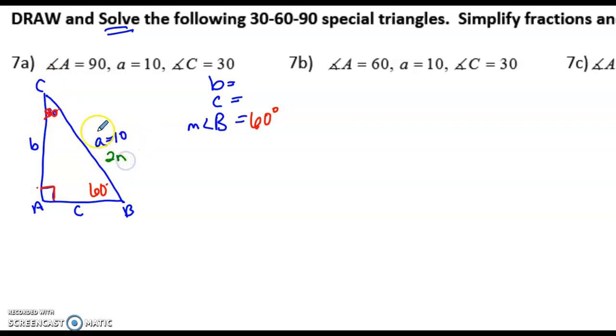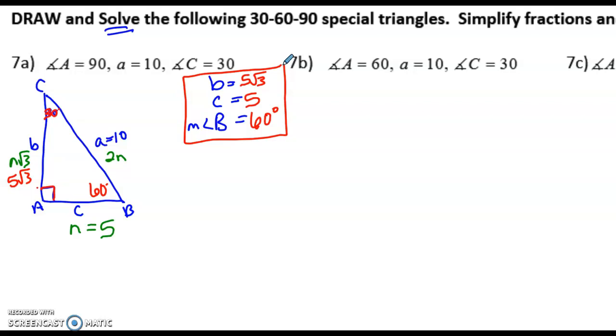Remember, this hypotenuse is 2 times the short leg. So if the hypotenuse is 10, to get the short leg, just divide that by 2. So the short leg is going to be 5. And then we can take that times the square root of 3 to get the long leg. So 5 times the square root of 3. So everything that was missing: 5 times the square root of 3, 5, and the measure of angle B was 60 degrees.